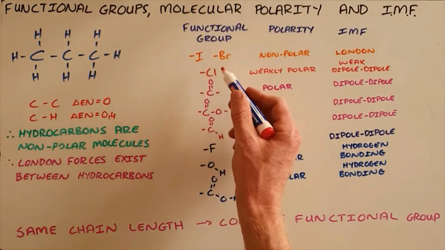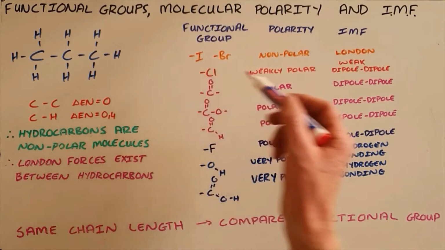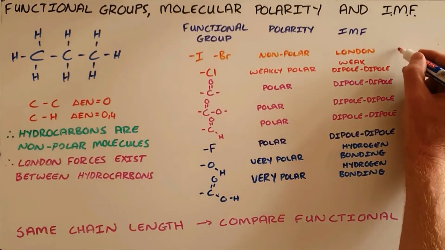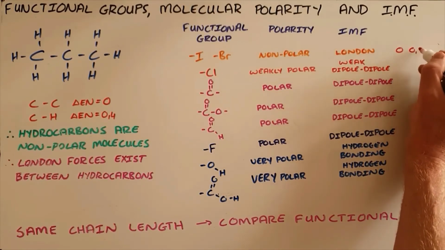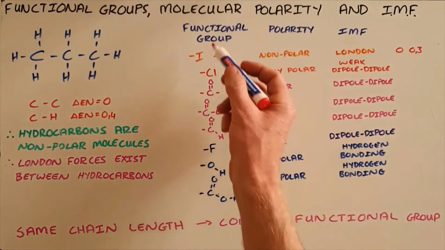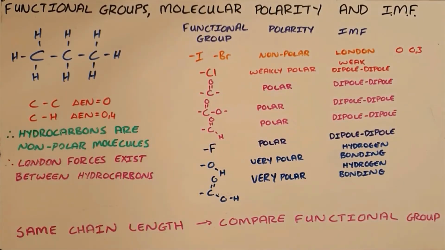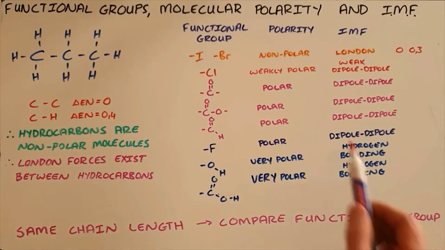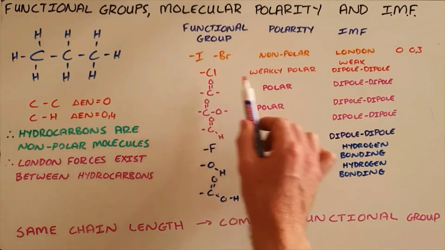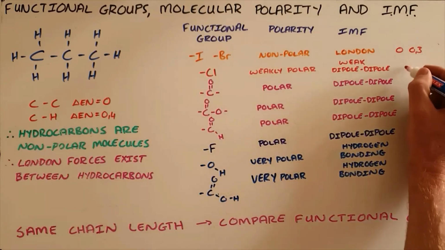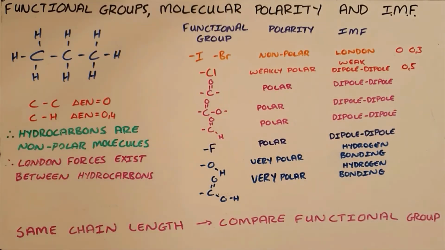The halogens, iodine and bromine, are also non-polar because they have such a small electronegativity difference, those being 0 and 0.3 respectively, that we say that any molecule containing one of these groups is also non-polar, and as a result, the intermolecular forces are London forces. The chlorine functional group is said to be weakly polar because it has an electronegativity difference of 0.5. As a result of this weak polarity, we say that the intermolecular forces that exist between molecules that contain this group are weak dipole-dipole forces.